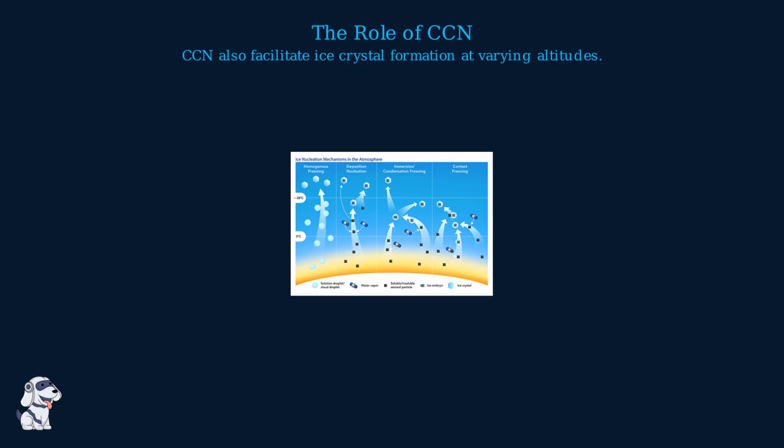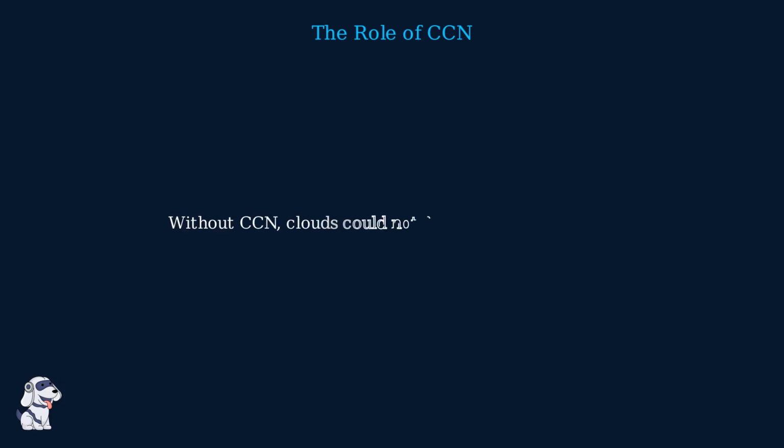CCNs aren't just for liquid droplets. They also play a critical role in ice nucleation. Different types of aerosol particles facilitate the creation of ice crystals, which are crucial for cloud development in the freezing temperatures of the upper atmosphere. In short, these tiny particles act as the structural anchors that allow water vapor to turn into the visible clouds we see in the sky every day.